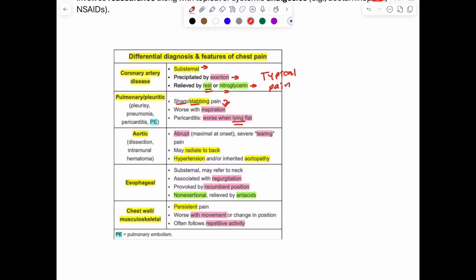Know when you're dealing with the pericarditis pain or with the pneumonia pain versus aortic dissection pain, which is going to be like the abrupt tearing pain radiating to the back. You're going to get hypertension, and it's going to be someone who has Marfan's or something. They're going to give you hints in question stems.